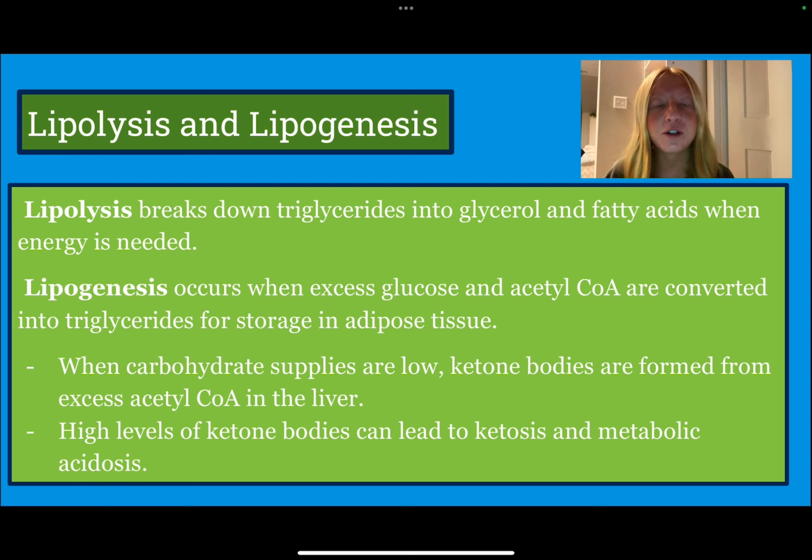Lipolysis and lipogenesis. Lipolysis breaks down triglycerides into glycerol and fatty acids when energy is needed. Lipogenesis occurs when excess glucose and acetyl-CoA are converted into triglycerides for storage in adipose tissue. When carbohydrate supplies are low, ketone bodies are formed from excess acetyl-CoA in the liver. High levels of ketone bodies can lead to ketosis and metabolic acidosis.